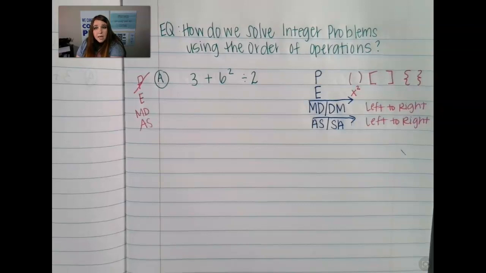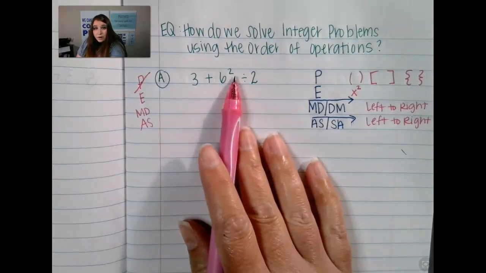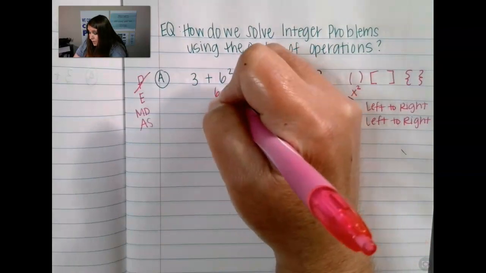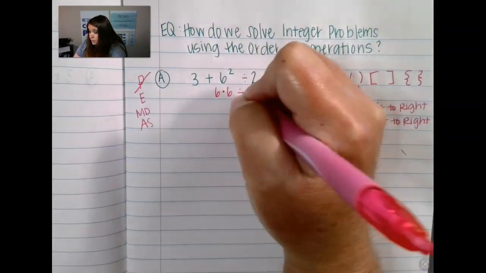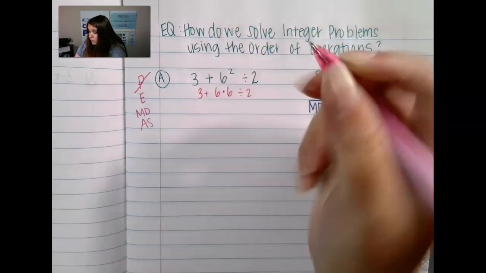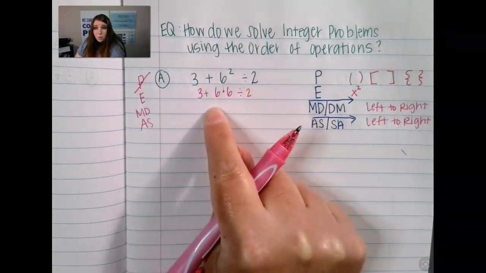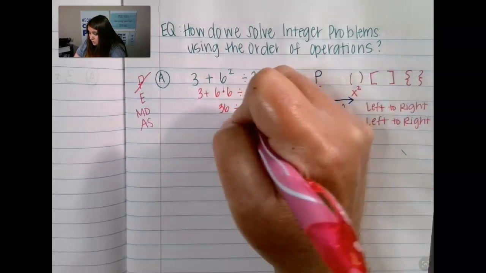Then I jump down to exponents. I do have exponents. I know that 6 squared really means 6 times 6. Then I can drop down the rest of the problem and finish solving out 6 times 6 right here. Well, 6 times 6, I know, is 36.